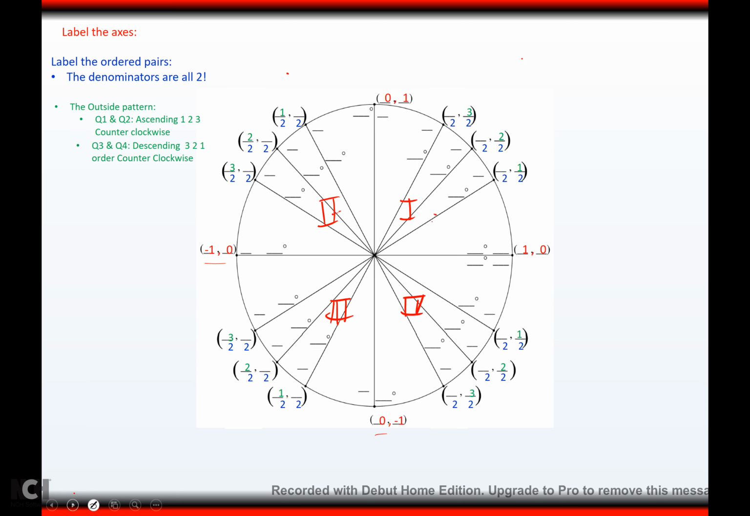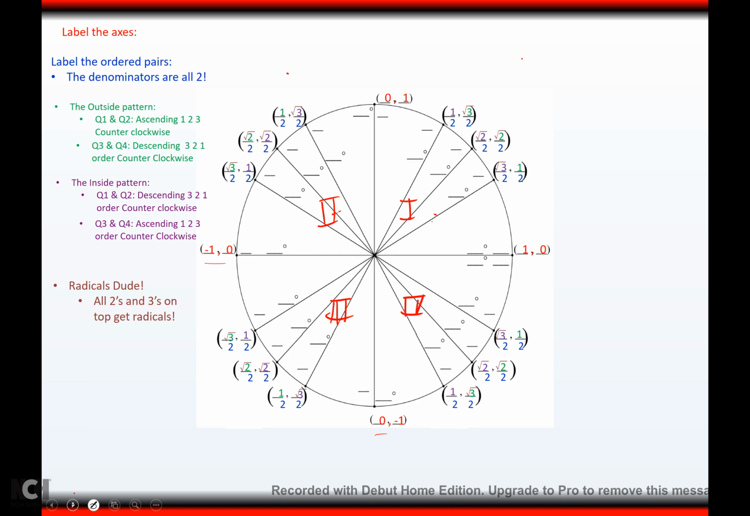Okay, and then for the inside numbers, you're going to go 3, 2, 1, 3, 2, 1, 3, 2, 1, and on the inside on the bottom, you're going to go 1, 2, 3, 1, 2, 3. Okay, and so there's our ordered pairs. Now we're going to do radicals. All the 2's and the 3's on top get radicals. So see all the 2's and the 3's? I put radicals over them now.